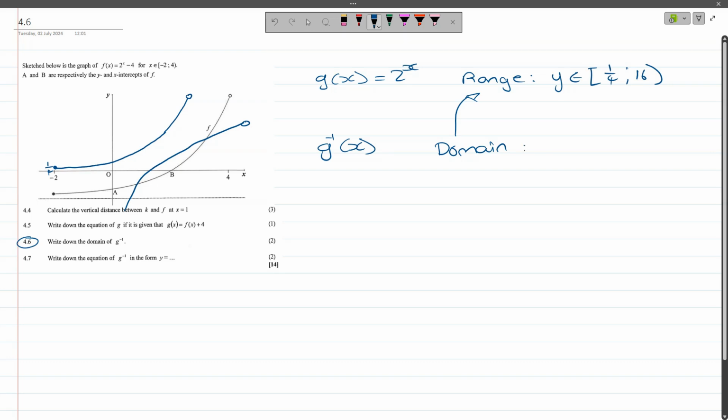Therefore, we just write it in terms of x. We say x is an element of all numbers between 1 over 4 and 16 non-inclusive. So over here, we can see that would make sense. This would roughly be somewhere 1 over 4, and this would be somewhere 16. Of course, my diagram is not drawn to scale, but that is what it would look like.